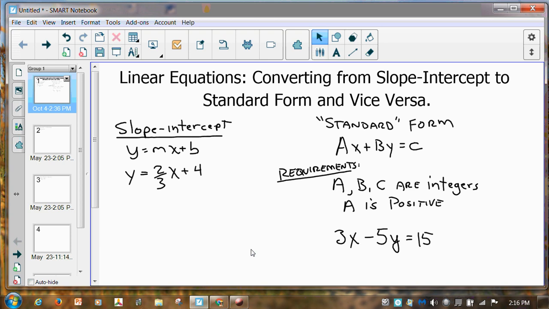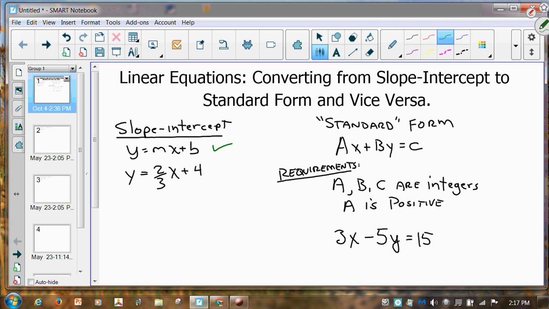Slope-intercept form, on the left, is y equals mx plus b, which we've all seen a lot. An example of that would be y equals 2/3 x plus 4, where the slope is 2/3 and the y-intercept is 4. Now, standard form has a few restrictions or requirements to make it a good standard form.